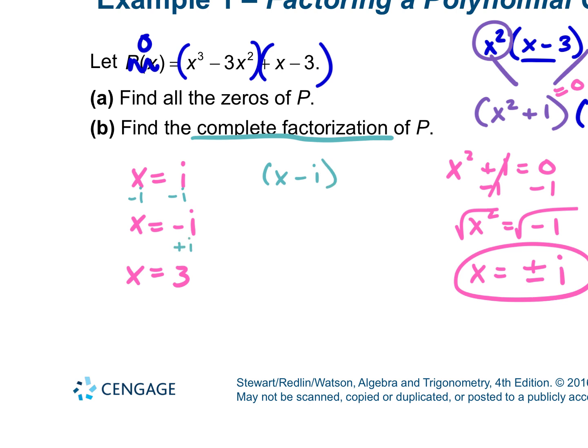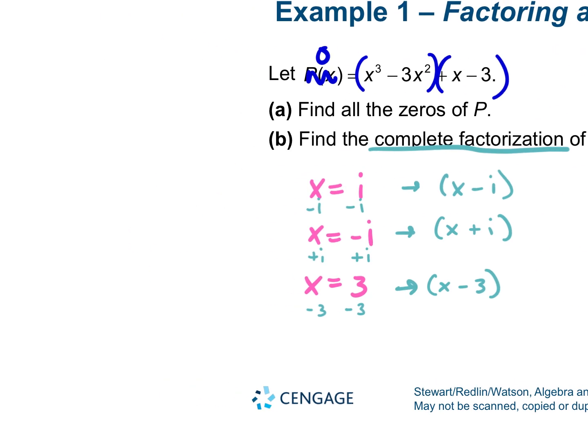Same thing here, but we would add i to move it to the other side to get it to be equal to 0. So this would be x plus i. And then same thing here, but we'd subtract 3, so this would be x minus 3. So notice how the signs change when we write it in factored form. So these are the factors of it. This is going to be important when we go to the next example. But it's always, always x minus the number.